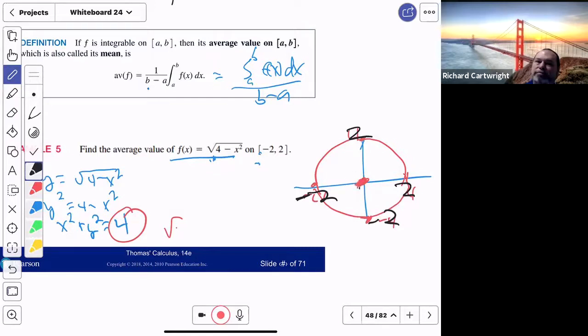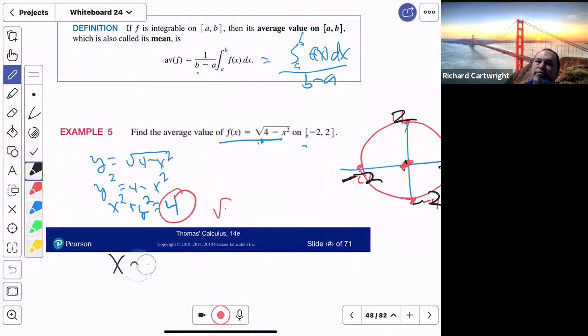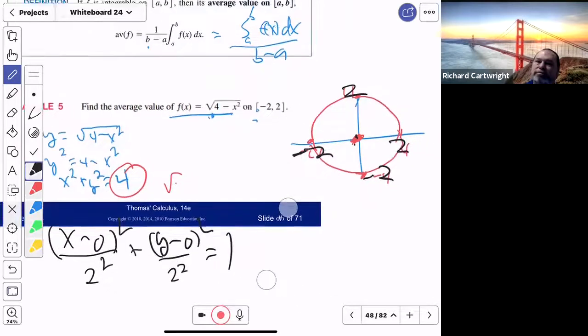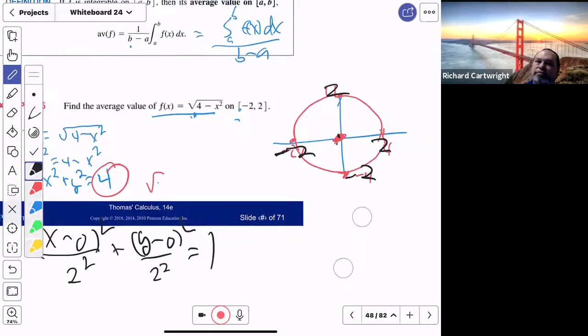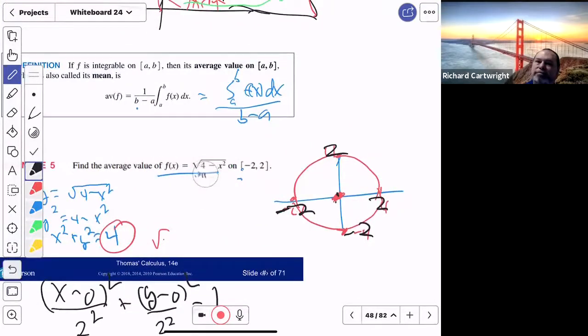Circle radius 2 and centered at 0, 0. Because remember, we said x minus 0 squared divided by 2 squared plus y minus 0 squared divided by 2 squared equals 1. And that was the equation of a circle in conic section. So anyway, what he wants is the average value of this circle. Oh, wait a minute. I just thought of something. I don't think you guys could integrate this one anyway.